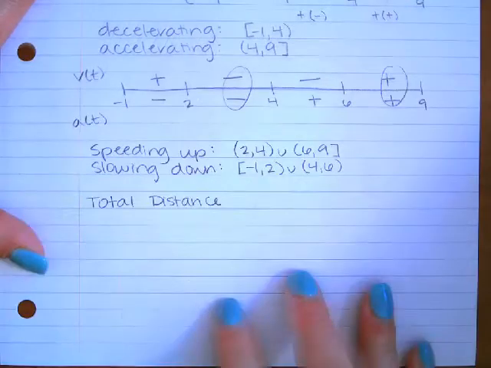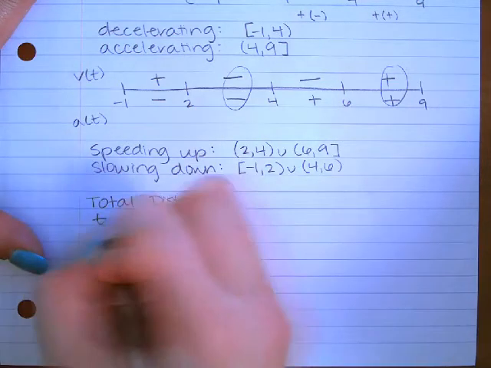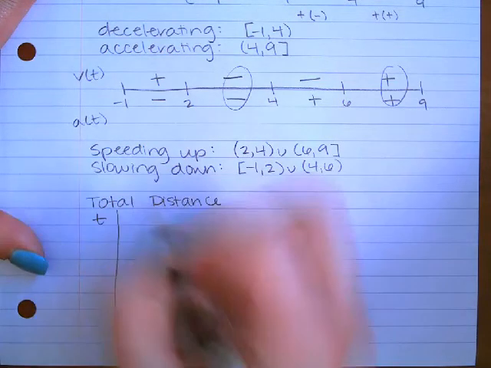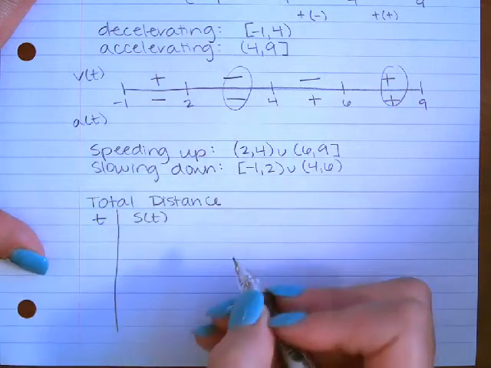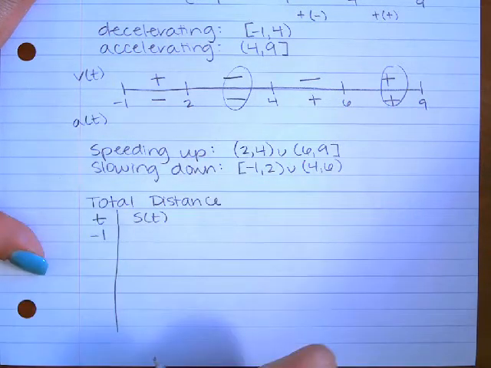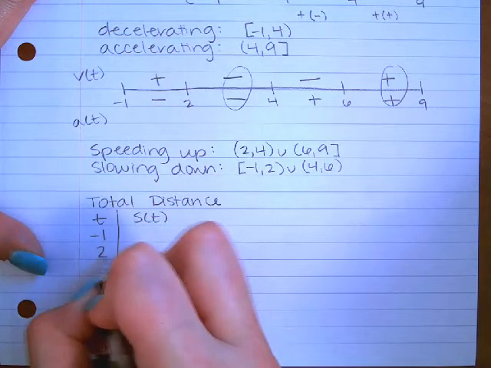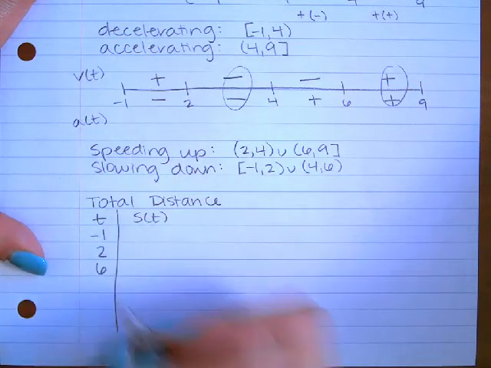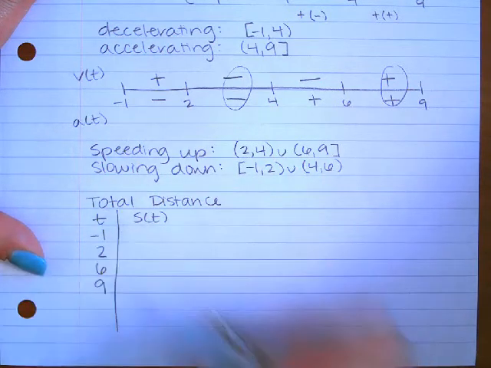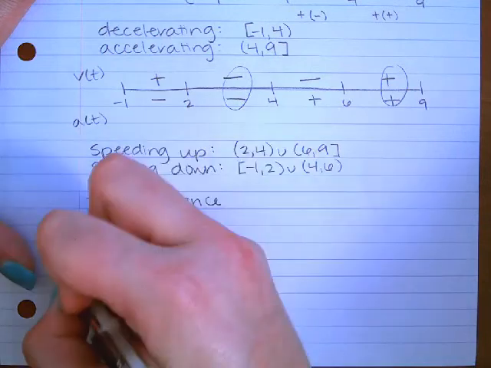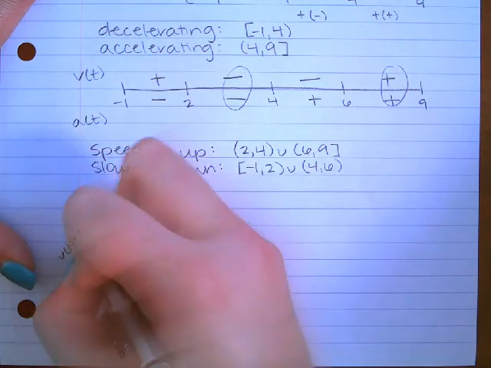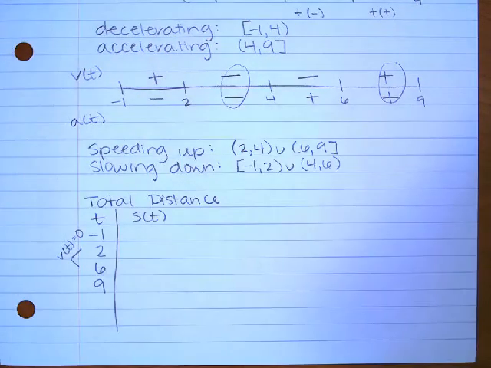is we make a table of values. So I'm going to have my time, and then I'm going to have my position. So the starting time was -1, and then the velocity was 0 at 2, the velocity was 0 at 6, and then my ending time. So these two numbers are important. This is when the velocity equals 0, which is the moment, if there's any moment where the particle is going to switch directions, that's when it's going to be.